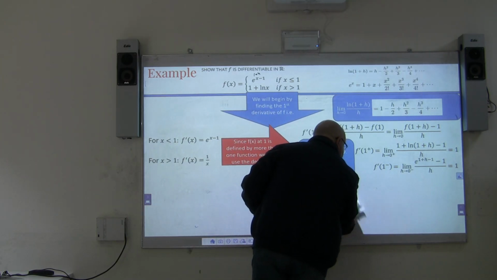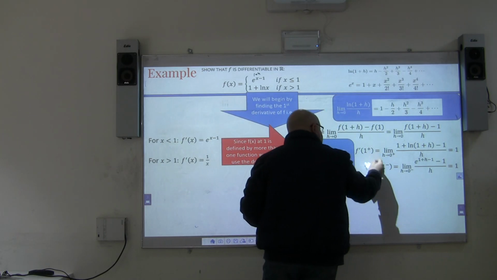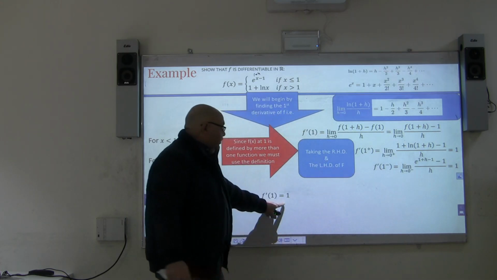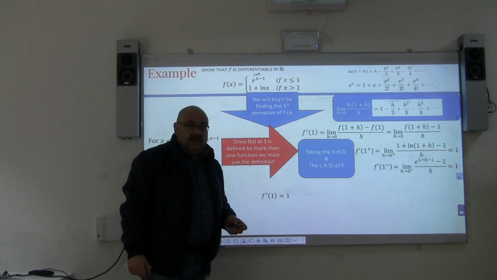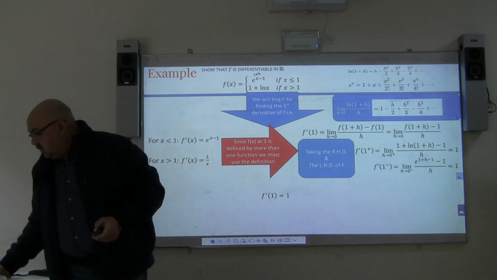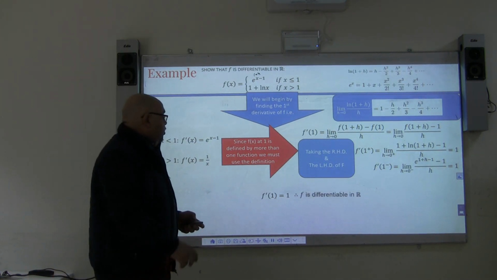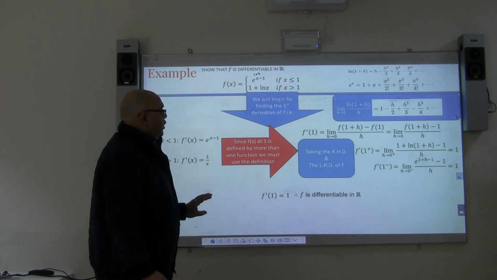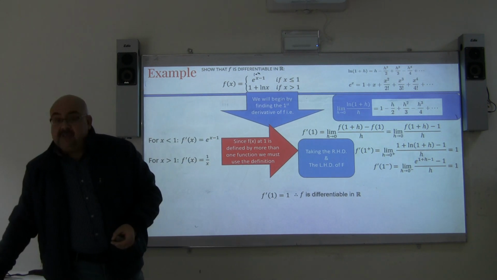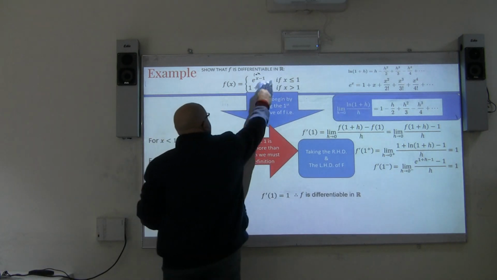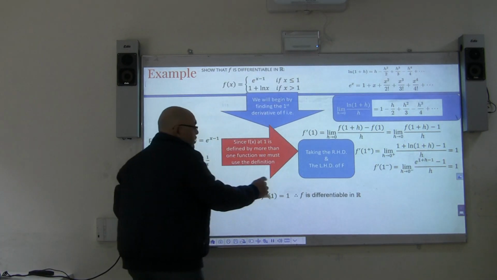Ahmed. So now from these two facts, I have the first derivative which is equal to 1, because the left-hand side and the right-hand side are equal to each other. So the first derivative is equal to 1. F is differentiable in R. Once you are studying the differentiability of this function at the point 1, it is continuous and differentiable, as you can see.